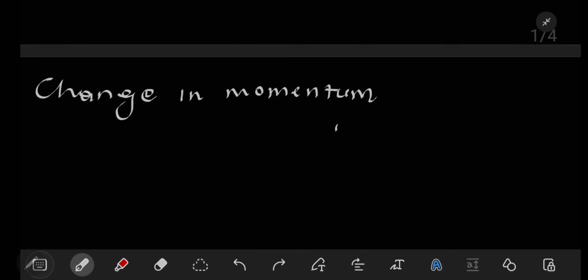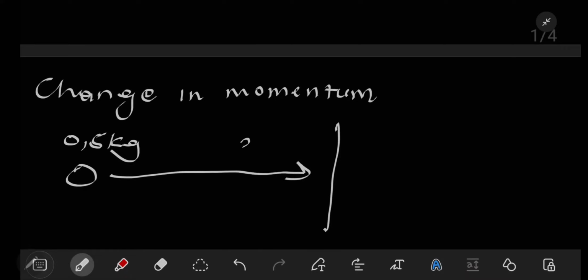Suppose this is a wall, and someone standing here kicks a ball. The ball has a mass of 0.5 kg, and is kicked with a velocity of 2 meters per second. Obviously, the ball will bounce off the wall with a different velocity. Suppose the velocity at which the ball is now traveling is 0.8 meters per second. Now they want you to calculate the change in momentum.